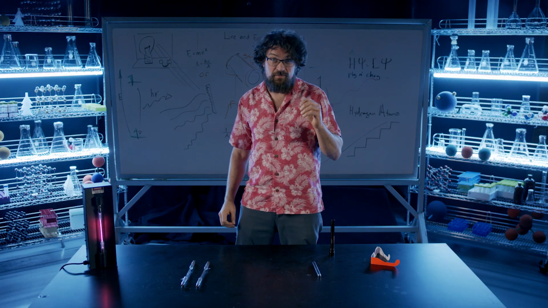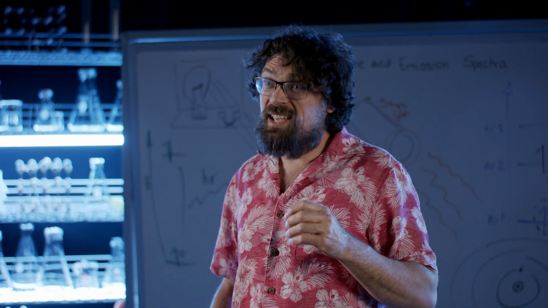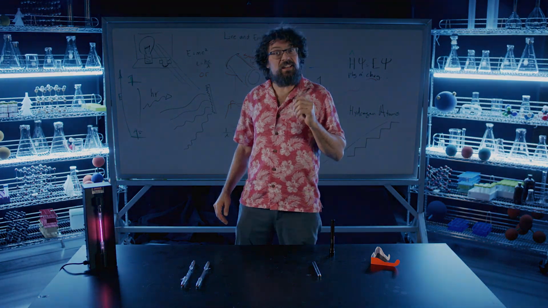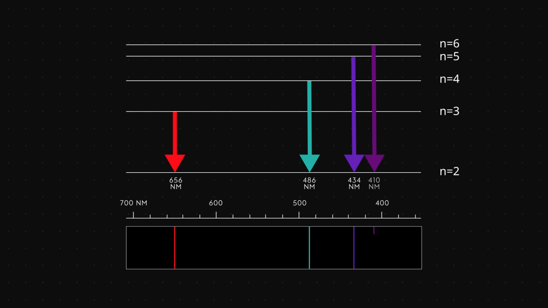Many of the emitted photons have wavelengths our eyes can't even detect. We can see the ones in the visible spectrum, which corresponds to electrons descending to the second energy level, the N equals 2, from the third, which is red, the fourth, which is turquoise, the fifth, which is violet, and the sixth, which is purple. This gives us the entire spectrum of hydrogen.